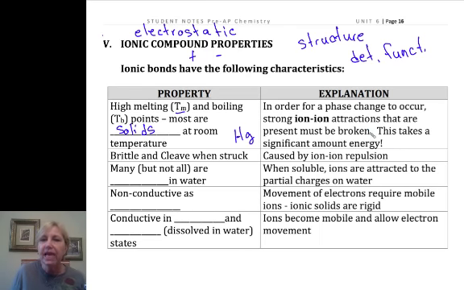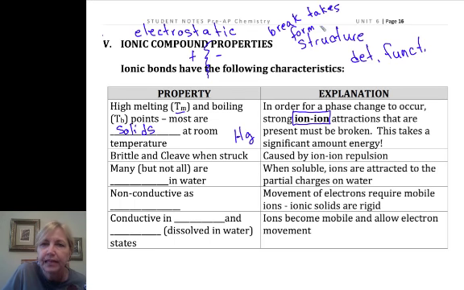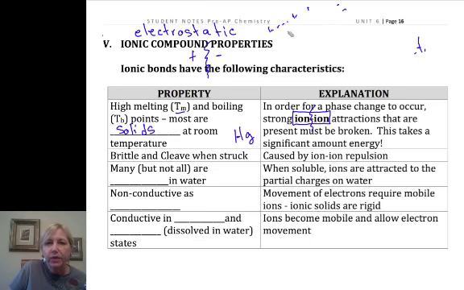So, in order to melt an ionic substance, you actually have to break bonds. It takes energy to break bonds. So if you break, it takes energy. If you form, it frees energy. So it takes energy to break, and we're breaking an ion-ion attraction, and it takes a lot of energy to do so. All right, they break when they are cleaved.